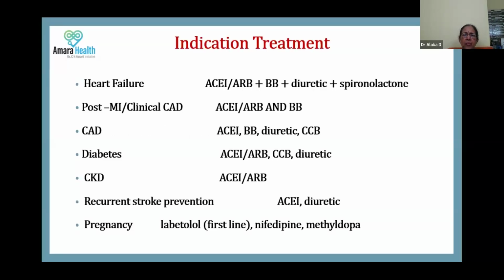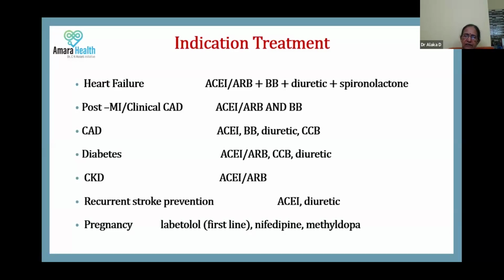When can we use them? They are mainly used with these complications. If a hypertensive patient is having heart failure, then this is the treatment we can use: ACE inhibitor or ARB, plus beta blockers, plus a diuretic like spironolactone. Post-MI or coronary artery disease, ACE or ARB and beta blockers. Coronary artery disease, ACE or beta blocker and diuretic.